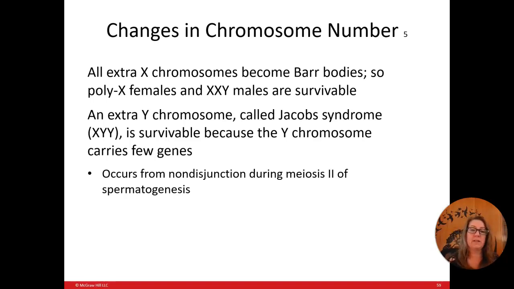And then you can be XXY. That second X becomes essentially equivalent to a bar body. So you can actually have an extra copy of an X, and with a Y, you're still male. You can have an extra copy of a Y chromosome called Jacob syndrome. And it's survivable because the Y chromosome is the tiniest of all chromosomes, and there's not much on it anyway.